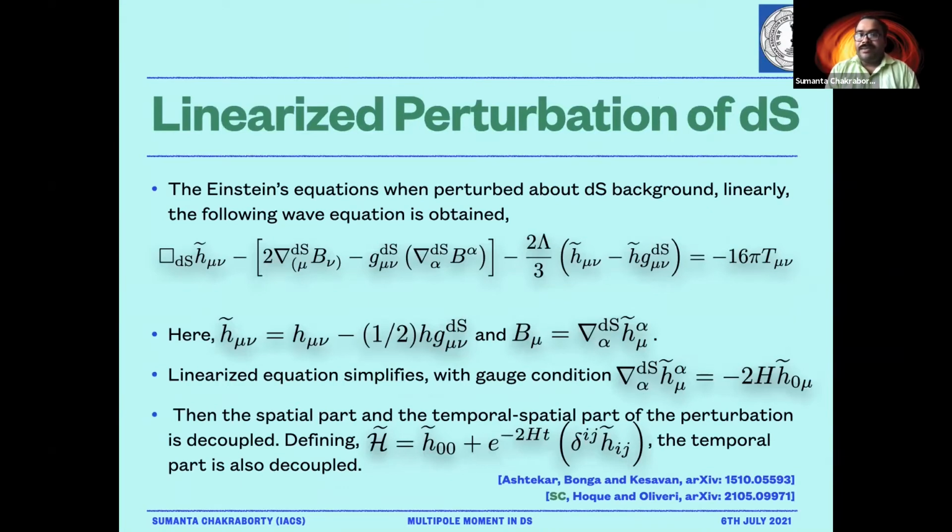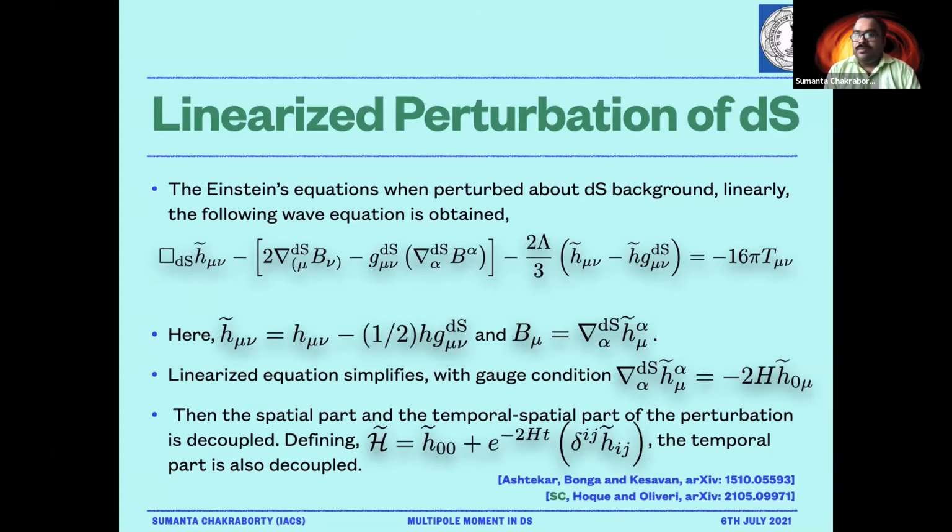So we have arrived at the corresponding symmetry vector from one particular line of attack. Let us try to get the same from a different perspective as well. For that, we can consider a linearized perturbation on the de Sitter background. So we have Einstein's equations and we perturb them about the de Sitter background. And we get the complicated looking wave equation, which is there on the screen. The H tilde mu nu is effectively the trace-reversed perturbation, which is often used in literature. And B mu is a short form for the covariant derivative of H tilde alpha mu in the de Sitter background.